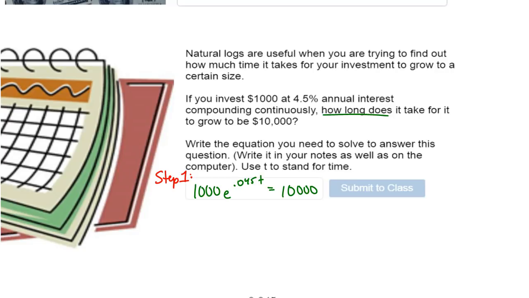And the next step is to isolate the exponential. So we're going to take that e to the 0.045t power. We want to get that by itself. And I would do that by dividing both sides by 1,000.